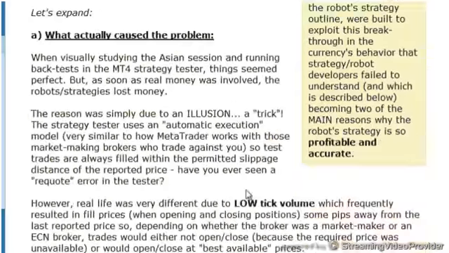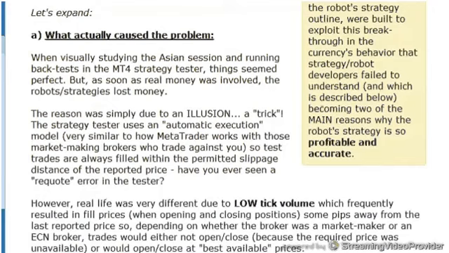What actually caused the problem? Well, visually, studying the Asian session, running back tests in the MT4 strategy tester, things seemed perfect. But as soon as real money was involved, the robot's strategy lost money. Completely fell apart, just collapsed. And the reason was an illusion. It was all a trick.